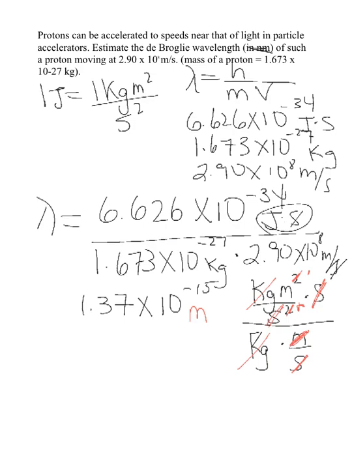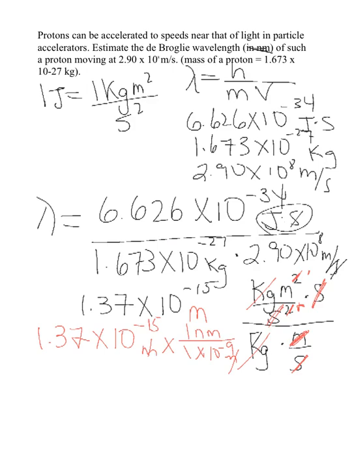We wanted our answer in nanometers. So a simple conversion here. 1.37 times 10 to the negative 15 meters. Anybody remember the meter to nanometer conversion? Okay. 1 nanometer is 1 times 10 to the negative 9 meters. So our meters will cancel, and this will leave us with nanometers.